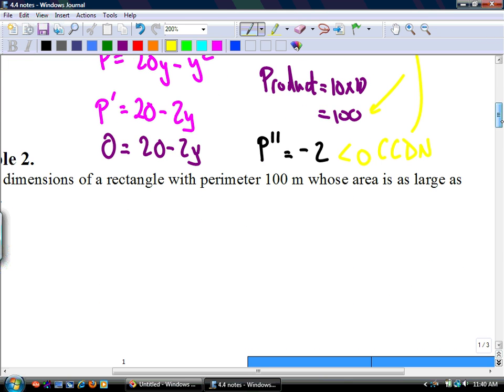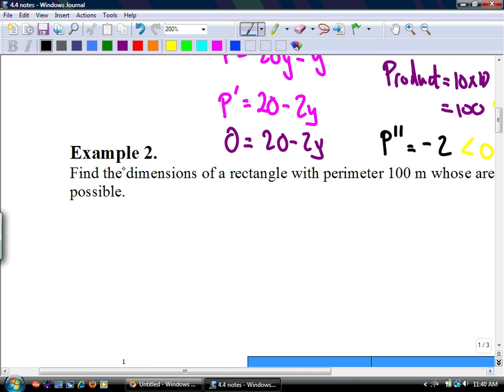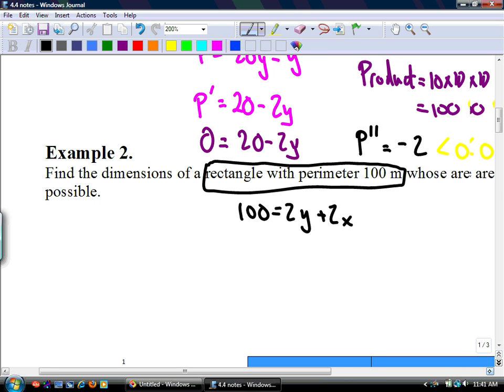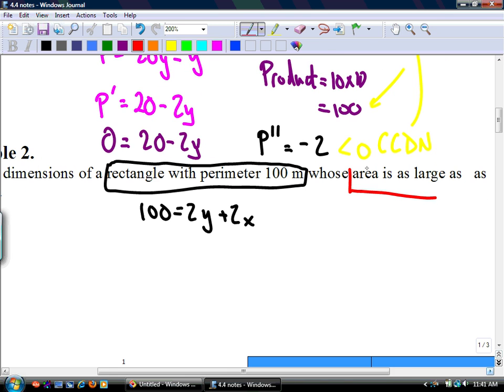A rectangle with a perimeter of 100 meters. Take that rectangle with perimeter, take that box and make an equation. Okay. Whose area is as large as possible. Take that sentence and make me an equation. Area is x times y.